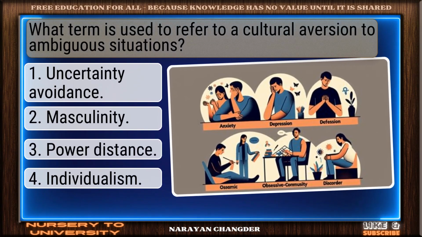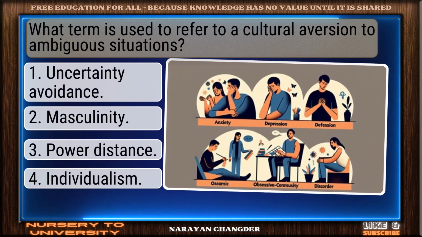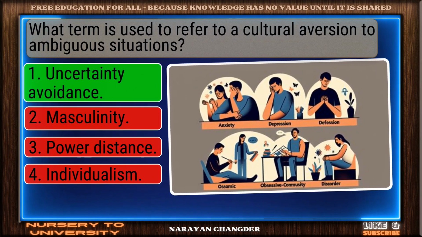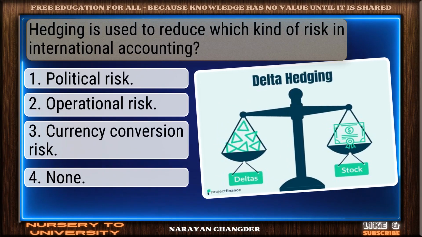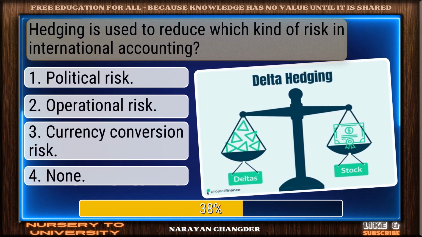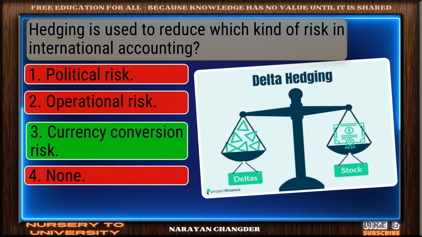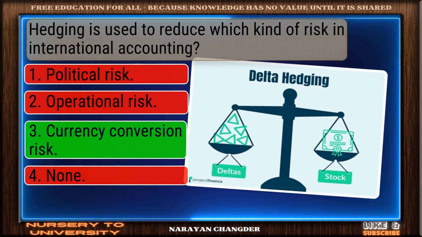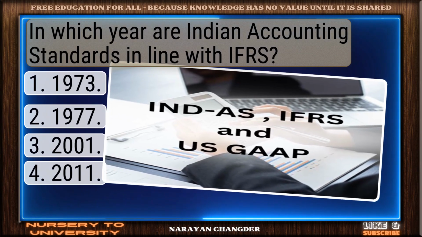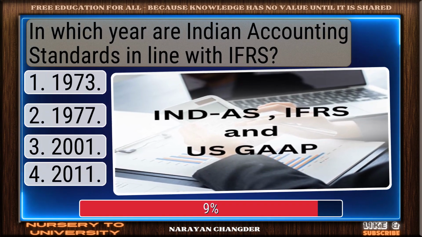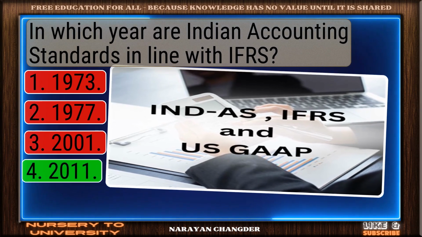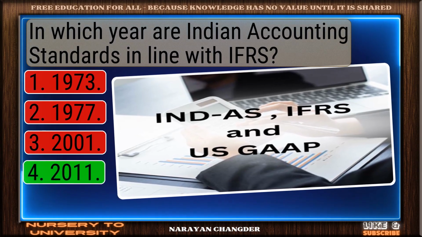What term is used to refer to a cultural aversion to ambiguous situations? Bravo! Uncertainty avoidance is the answer. Hedging is used to reduce which kind of risk in international accounting? Right again. Currency conversion risk is a valid answer. In which year are Indian accounting standards in line with IFRS? Clear logic. Your choice, 2011, is sound and 100% true.